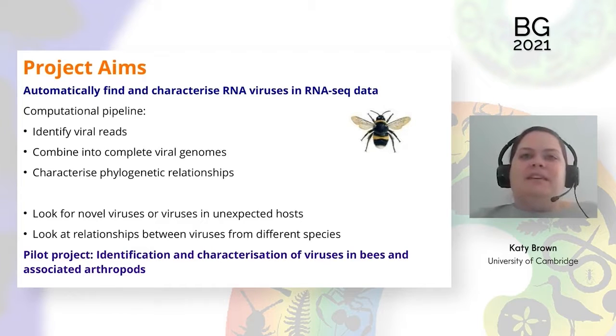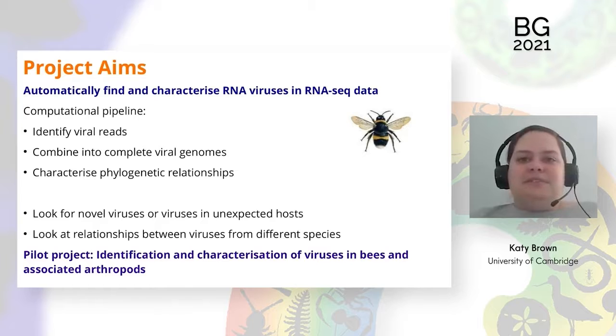I want to download the data, identify reads which are potentially derived from a virus, combine these where possible into complete viral genomes, and then characterize the phylogenetic relationships between the species. And then the eventual plan with the output of this pipeline is to look for novel viruses or viruses which are in unexpected hosts, and to look at relationships between viruses from different species.